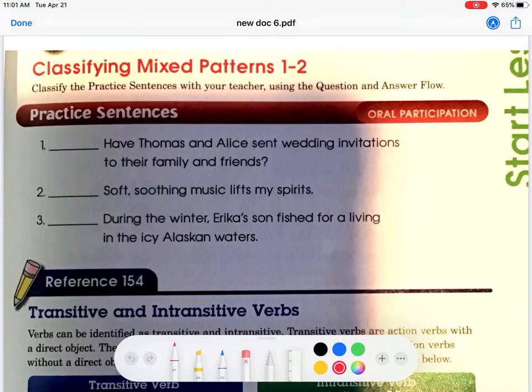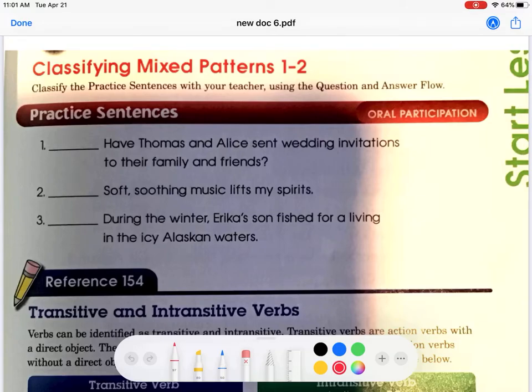Okay, let's get started. Number 1, have Thomas and Alice sent wedding invitations to their family and friends? Now you're going to notice, first thing about this is that it is a question. So in my head, I always like to take the inverted sentence, which is a question, and revert it back to a statement. So it'd be like, Thomas and Alice have sent wedding invitations to their family and friends. So maybe think of it that way. And I'll say that again when we get to the subject and verb.